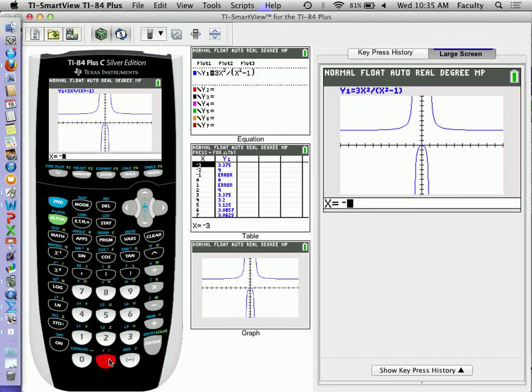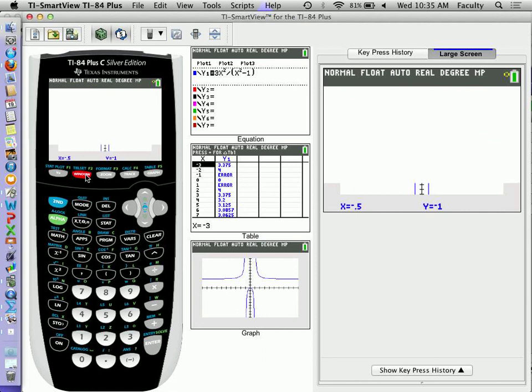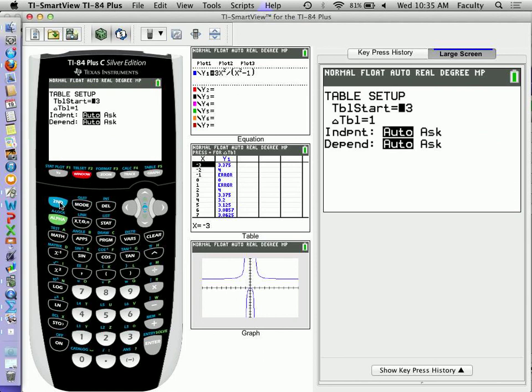And I can do -0.5 because my trace is up. Okay, that's one way to do it, on the graph itself, press trace and type in what you want. Here's a second way. If you press second window, you can go down to the independent variable and put it on ask.